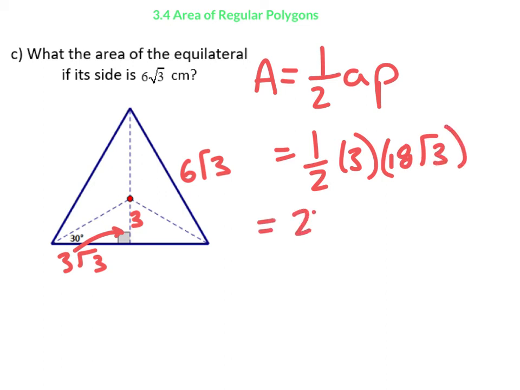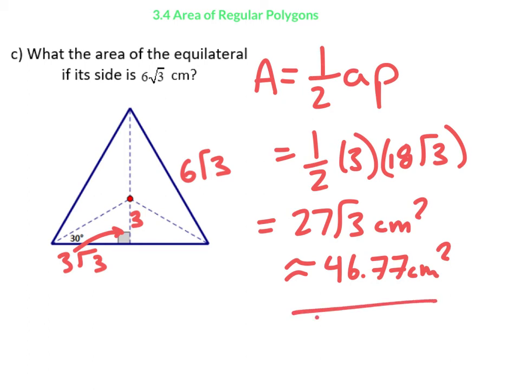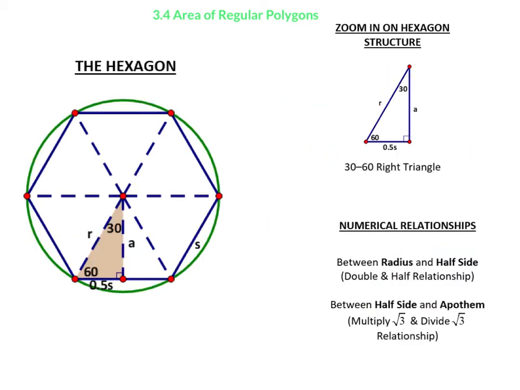And that gives me 27 root 3 centimeters squared, or approximately 46.77 centimeters squared. All right, last shape, here we go. The hexagon also has a special triangle hidden inside of its guts. And again, we're going to need to use our 30, 60, 90 relationship to be able to pull this off.